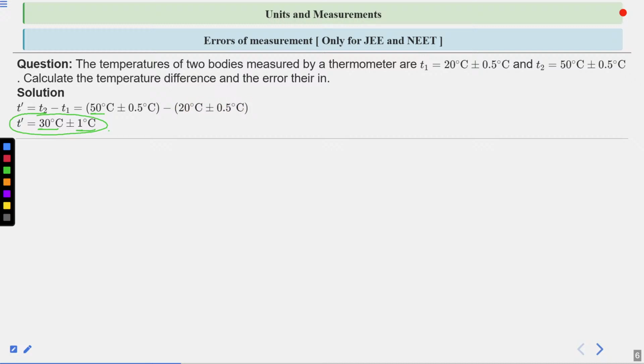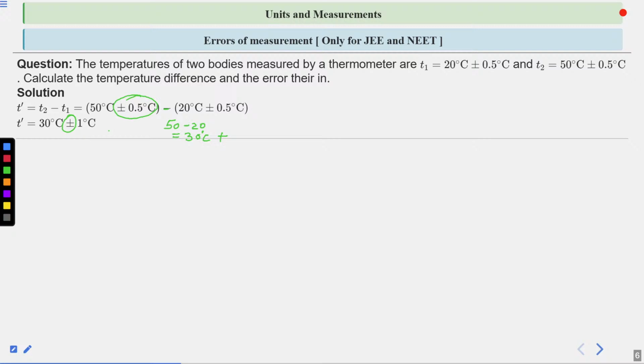Here, if we talk about the plus minus, when we say T2 minus T1, so 50 minus 20 is equal to 30 degrees Celsius, yes or no? And the remaining term is plus minus 0.5 degrees Celsius. So first we take plus. So plus 0.5 and 0.5.